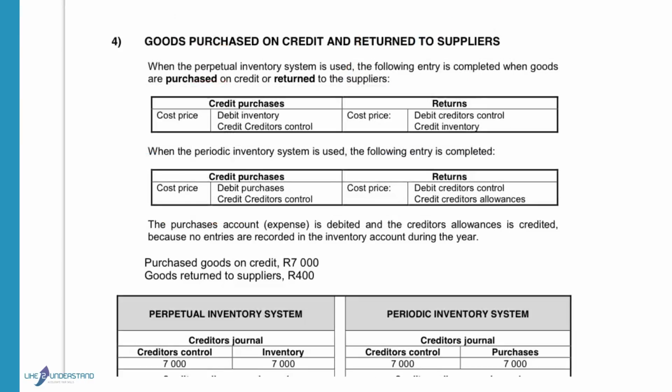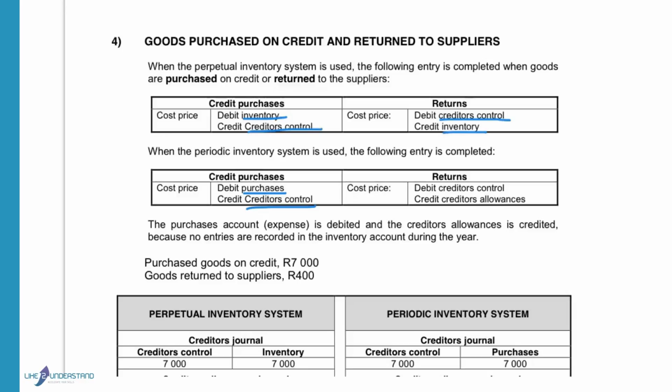Goods purchased on credit or returned to suppliers. In the perpetual system, you will debit your inventory account to increase the asset, and you will credit creditors control account to increase your liability. In the periodic system, you are not allowed to write in inventory, so you will debit purchases and credit creditors control. When the goods are returned in the perpetual system, we will decrease the creditors on the debit side, and we will decrease the inventory on the credit side because we returned the goods.